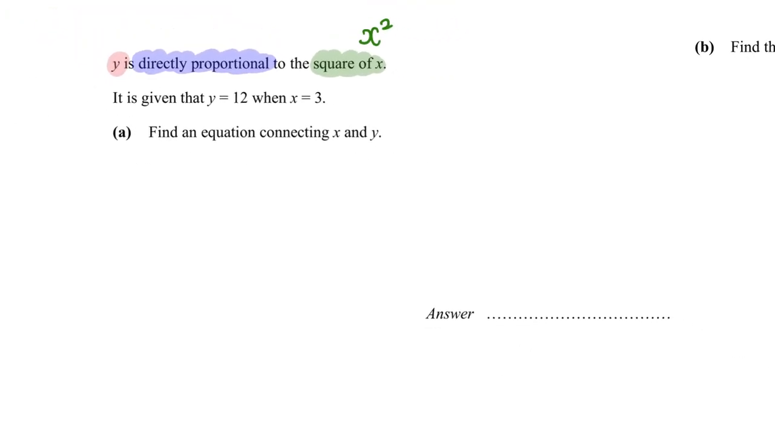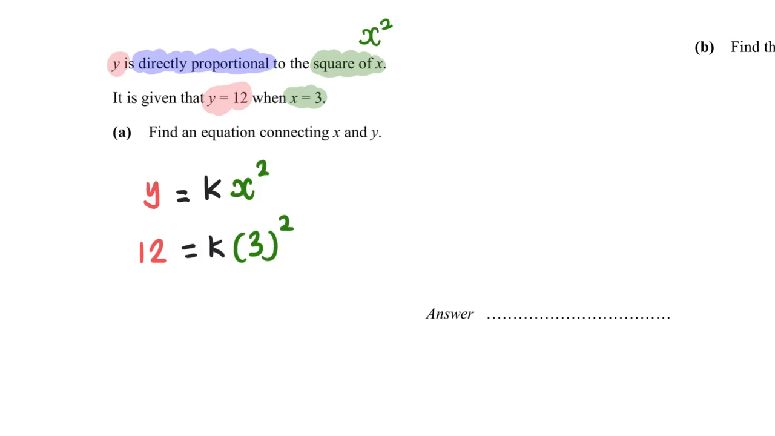Alright? So the starting point would then be y is equal to k, some number that we need to find out, times x squared. And we are also given the value of y and the value of x, which will help us to find this value of k. Because this will be k times 3 bracket square. And from here, we could then continue to work on this question already.